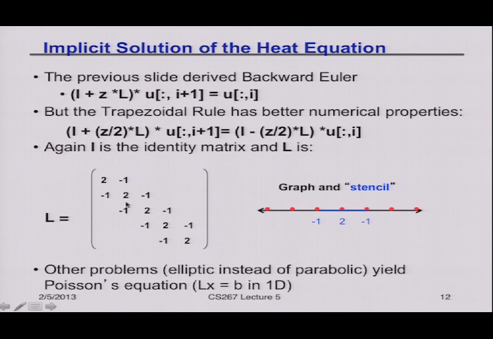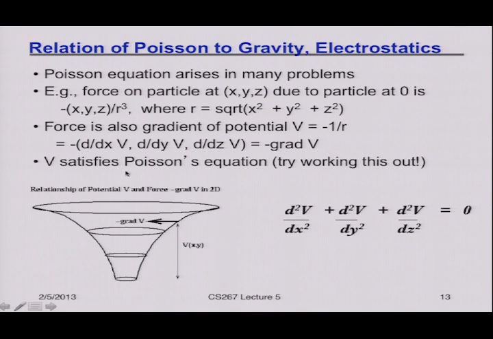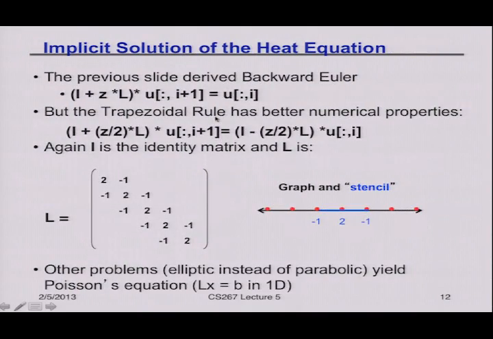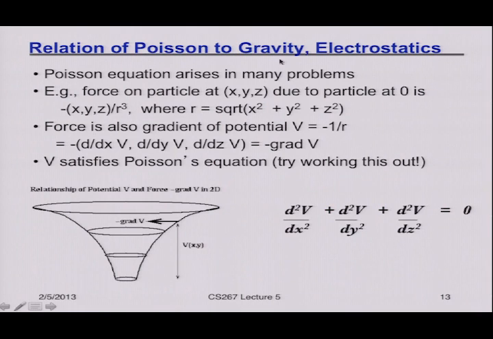I'm mentioning this because if I were talking about gravity or electrostatics, I'd also be solving equations with the Laplacian. It comes up everywhere. So let me just mention the Poisson equation. What's the Poisson equation? Solving Lx equals b, this Laplacian times x equals b. That comes up everywhere in gravity and electrostatics.